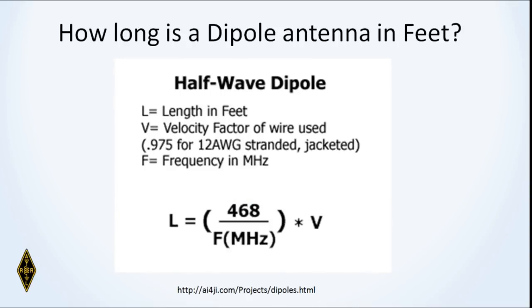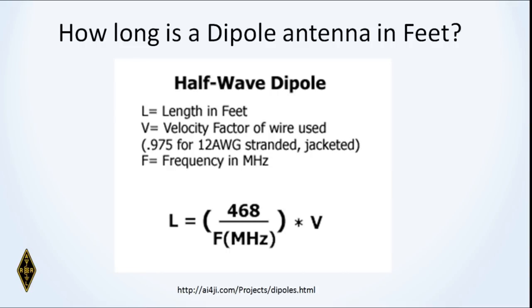Well, here's the formula. 468 divided by the frequency in megahertz. So if you take 468 and divide it by 7.15, which is a 40-meter frequency, it'll tell you how long in feet the dipole antenna should be.